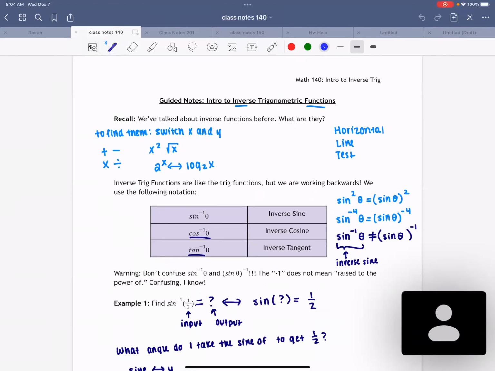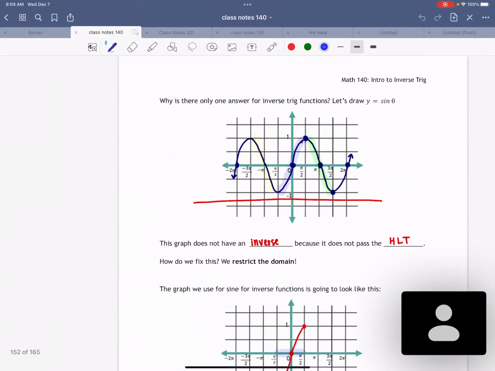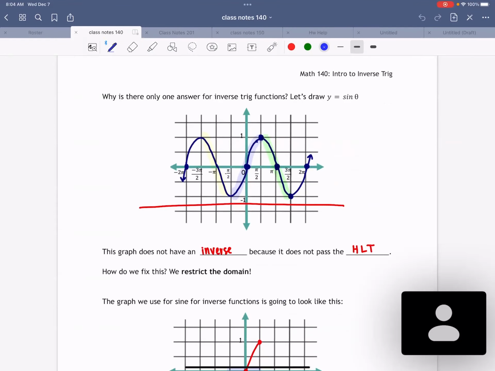I think we should start out with a little warm up on how we do these. Remember, with inverse functions, you have to pass the horizontal line test. And we notice that every single one of our trig functions doesn't pass the horizontal line test. For example, sine goes on and on forever. And if I do the horizontal line test on sine, it's not going to pass.